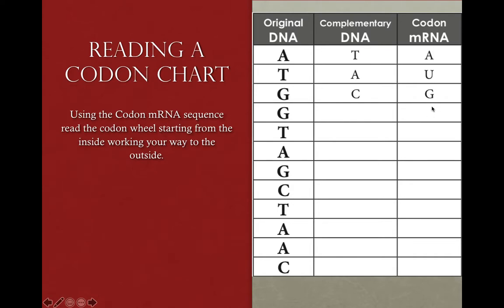We're only reading here. In the past, students have tried to read it across the top from A, T, A. But whenever we look at a codon chart, you'll see that you can't have any T's. The T's would have to be a U instead. So we're only reading the column that's for the codon. So again, I'll start over.